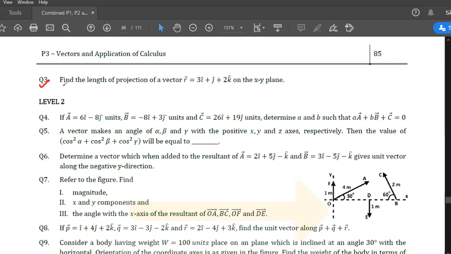Okay. So right now it is asked: find the length of the projection of this vector on the xy plane, right? Now just think about this. What is the x component? What is the meaning of this vector?